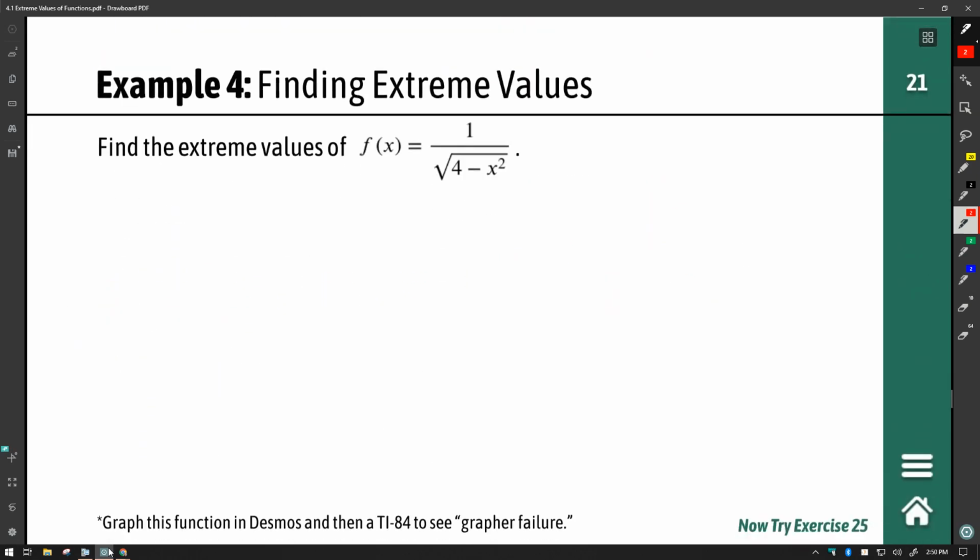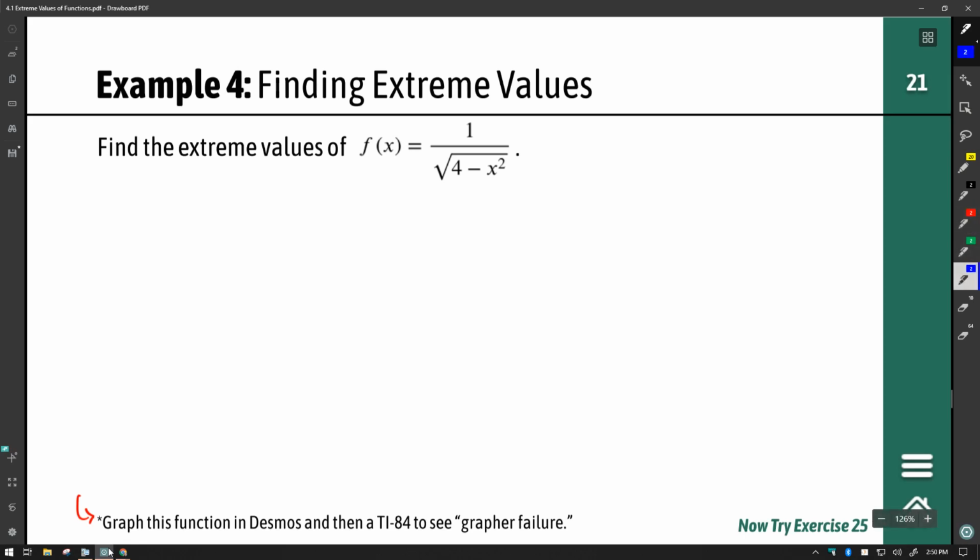Here's another one, example 4. Find the extreme values of f of x equals 1 over the square root of 4 minus x squared. And then down below, graph this function in Desmos and then a TI-84 to see graph or failure. So we are going to graph this in our calculator, but first let's start with the candidates test.